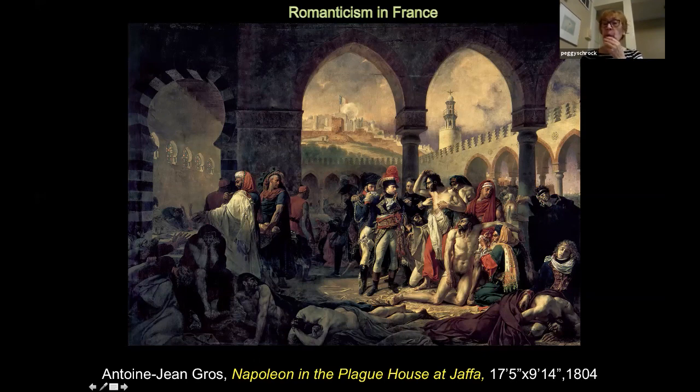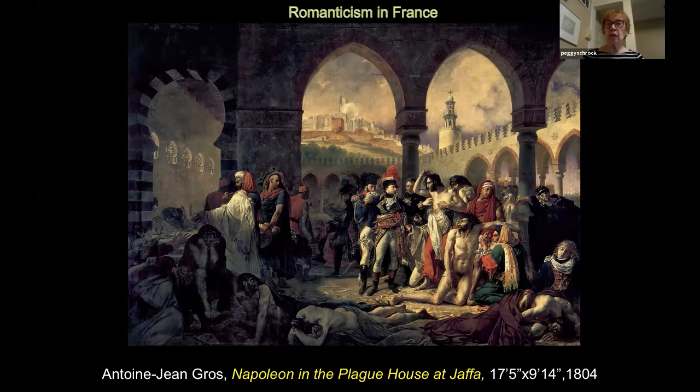This is also a romanticized view of an event, but the event didn't really happen quite like this. A plague broke out in Jaffa in the Middle East when Napoleon and his troops were there, and they used this. This is actually a mosque. We're looking from inside the mosque out into the courtyard. You see the minaret here. It was taken over to use as a makeshift sort of hospital.